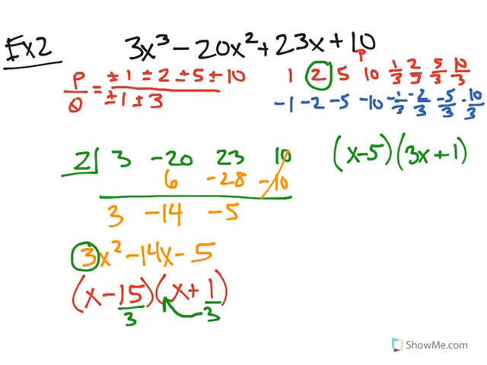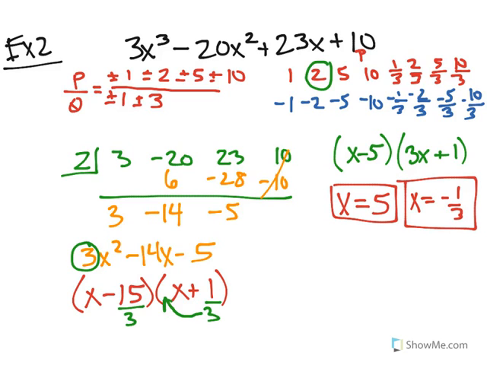Set those equal to 0, and I get x = 5. And over here, I get x = -1/3. So my 3 solutions are x = 5, x = -1/3, and don't forget the 2 that worked earlier, x = 2.